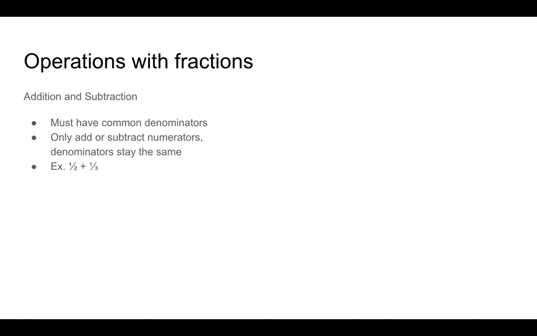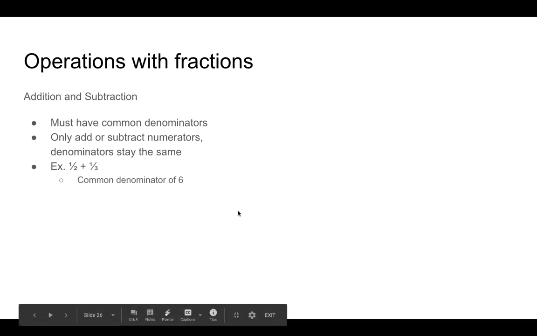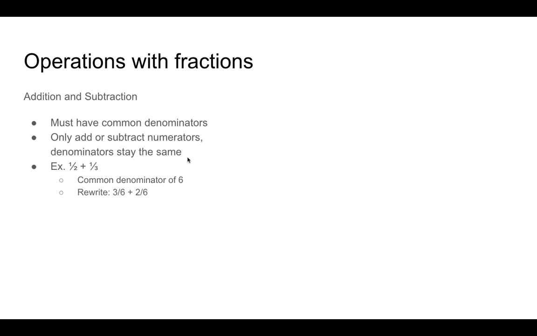So for example, if I've got 1/2 plus 1/3, the common denominator for 2 and 3 would be 6. So then I rewrite my equation. I've got 3/6 plus 2/6, because whatever I do at the bottom, I have to do the top. And to get to 6 from 2, I had to multiply by 3, so I had to multiply that 1 by 3 as well. Then I add my numerators, so 2 plus 3 equals 5. The denominator stays the same, and so my answer is 5/6.